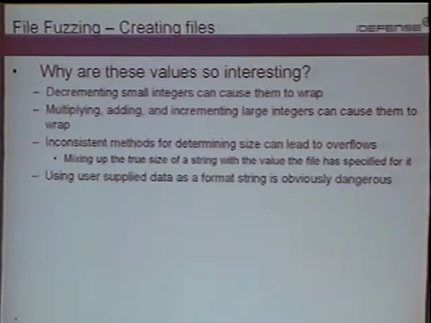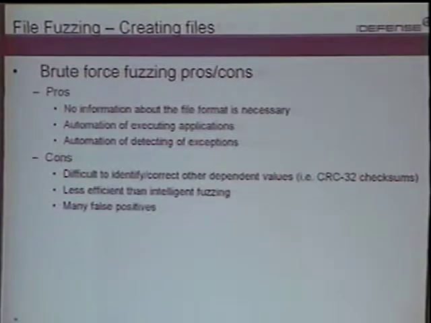And why are those so interesting? I just kind of sum that up in a nutshell. Obviously, decrementing small integers can cause them to wrap around, and you have problems there. Multiplying, adding, and incrementing, same deal. And just the inconsistent methods for determining the size can cause a lot of problems depending on how the logic is done internally in the program. And the format string stuff is pretty obvious.